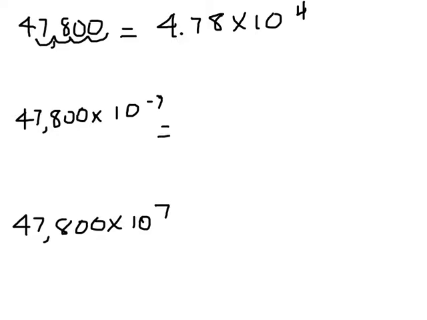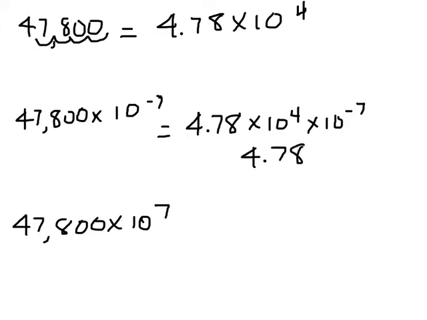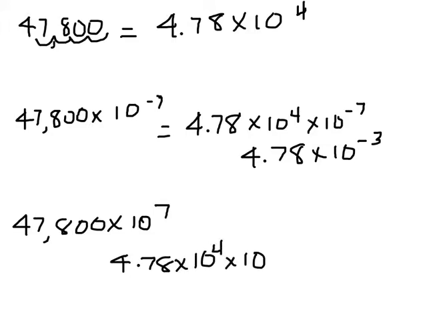Here we have 47,800 times 10 to the negative 7. Well, we still had to move it, 4.78, which would be 10 to the fourth, and then we're going to say times 10 to the negative 7th would make it 4.78 times 10 to the negative third. And then here, times 10 to the 7th, it would be 4.78 times 10 to the fourth times 10 to the 7th would equal 4.78 times 10 to the 11th power.